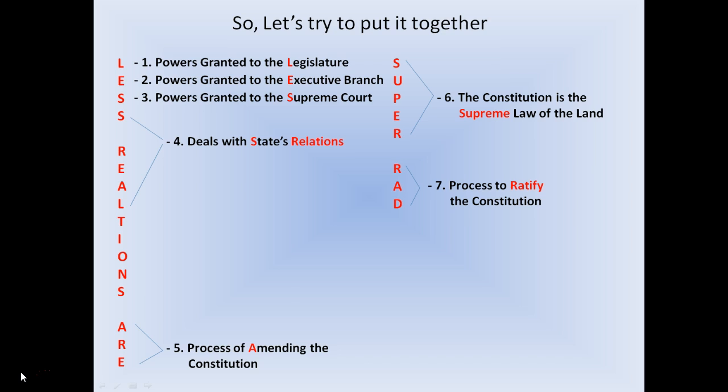So, let's put it together, okay? In this very first part up here, the first L is powers granted to the legislature. The second E in the word less means the powers granted to the executive branch. The third S, okay, or the third letter is S, powers granted to the Supreme Court. S, relations, when you put those together, deals with the states' relations. The 5th article, okay, deals with the process to amend the Constitution. This A is to amend the Constitution. Super, the Constitution is a supreme law of the land, and rad is the process to ratify the Constitution.